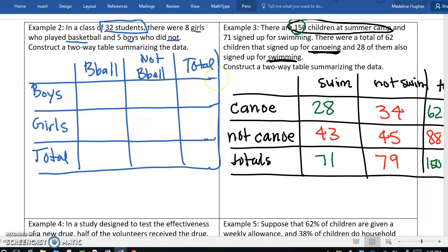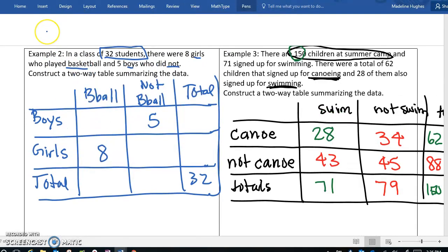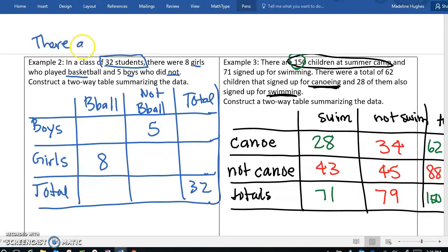All right, so plug in what we know. All right, 32 students total. That should go down here. So 32. Then it says 8 girls played basketball. Okay, basketball, girls, 8 will go right in here. And then 5 boys who did not play basketball. Okay, boys, not basketball, that's 5. Now, there was actually supposed to be one more piece of information here. We were supposed to tell you that there are 20 girls. Okay, that was supposed to be the last line. It didn't make it in there. So then if we know 20 girls total, we go from here all the way over. Our total is 20.